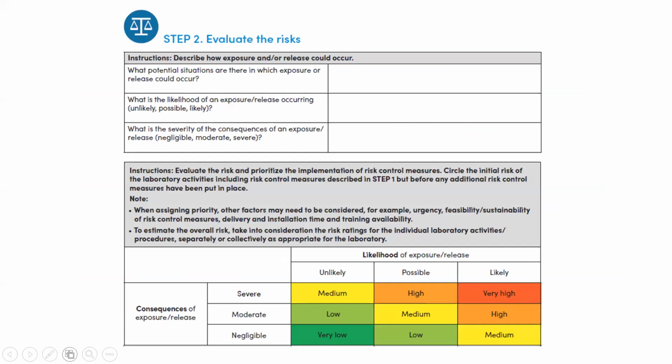So how can exposure or release occur? Now we're going to evaluate the risks we just described. Vortexing, all these aerosolization procedures, plus the reuse or overuse of gloves and lab coats. What is the likelihood of an exposure or release occurring? They say possible. Yep. What is the severity of consequences of an exposure or release? Of negligible, moderate, or severe, they say moderate. So they are also in a position where their overall initial risk is medium.